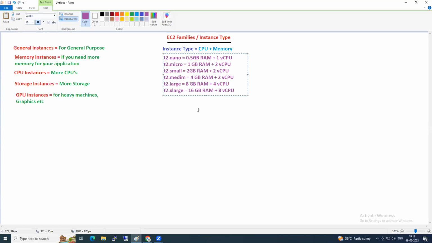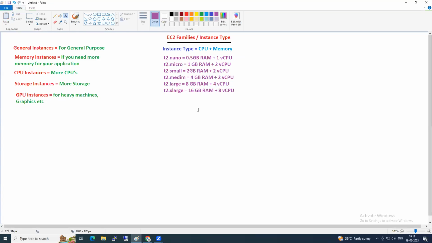Like this, AWS has so many types today. You need to select based on your requirement. Let's say you need to have 4 GB RAM. Which one do you need to select?